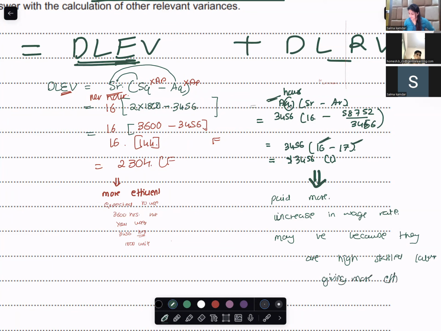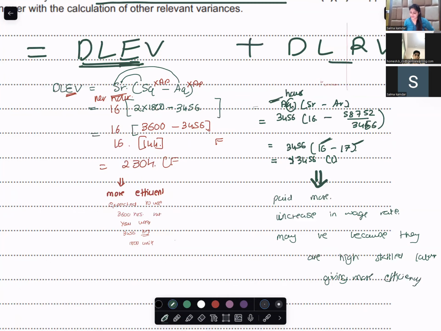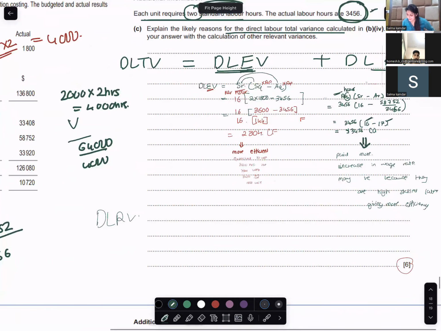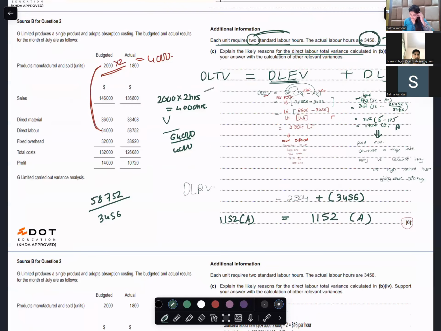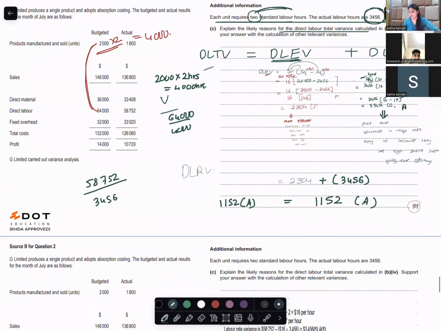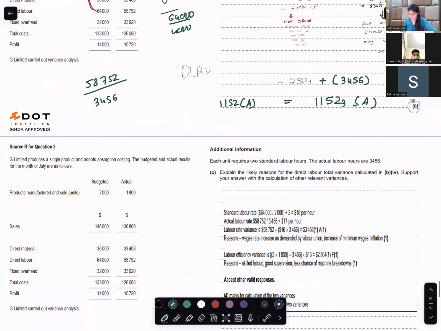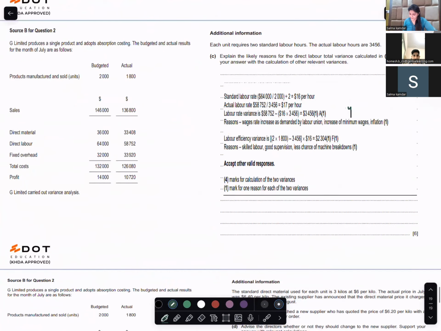So the direct labor total variance is a summation of the direct labor efficiency variance, which is 2,304, and this rate variance, 3,456 adverse. If you do this, you will get favorable or adverse in total? Adverse, 1,152 adverse, which should be the same. You got this answer before. So this is the reason for your direct labor total variance.